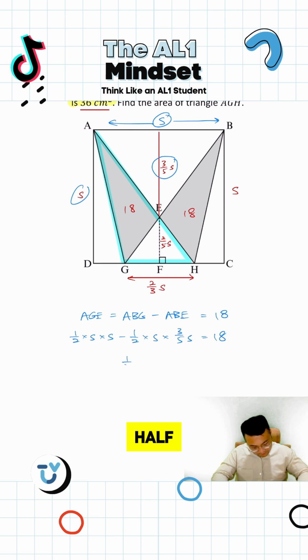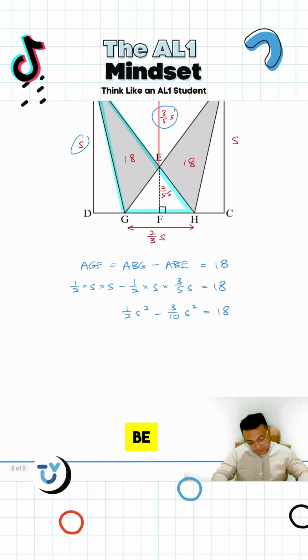So we have half S to the power of 2 minus 3/5 times half, 3/10 S to the power of 2. That will give us 18. So half minus 3/10 would be 5/10 minus 3/10. Okay, 1/5 S squared is 18.